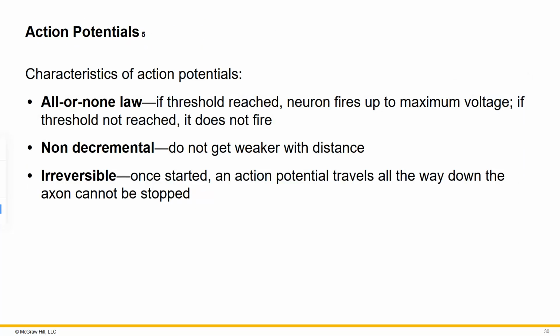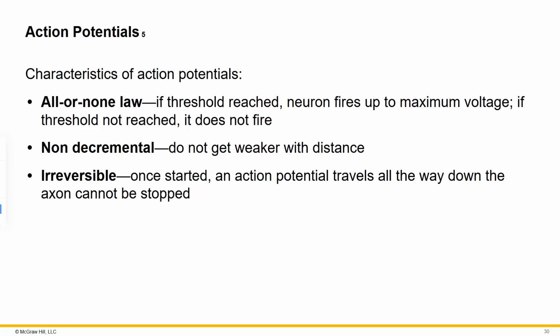Characteristics of the action potentials, the all or none law. Once threshold is reached, the neuron fires up to maximum voltage. If threshold is not reached, it does not fire. You either tip the boat over or you don't. So once that boat's tipped over, you have no choice but to swim.